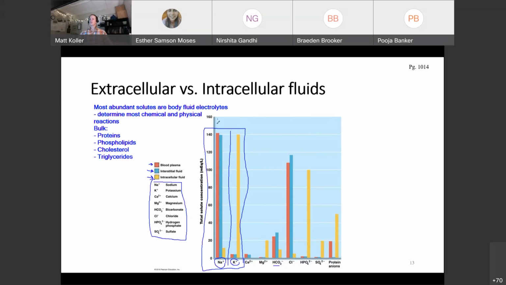Well, we can see that with sodium, we have quite a high concentration of sodium. So this is milliequivalents per liter. We have over 140 milliequivalents per liter of sodium in the blood plasma, and very close to that in the interstitial fluid. But in terms of within the cell, we don't have a whole lot. We've got about 10 milliequivalents per liter of sodium within the cell.